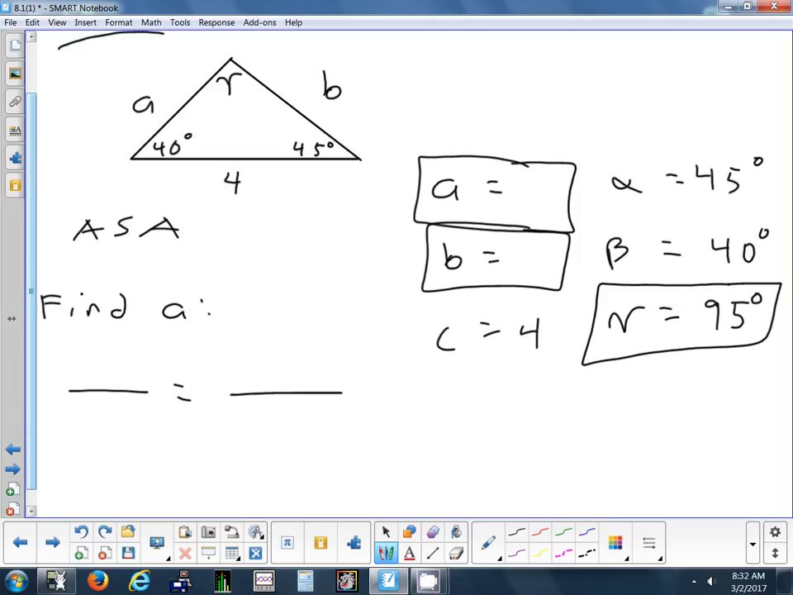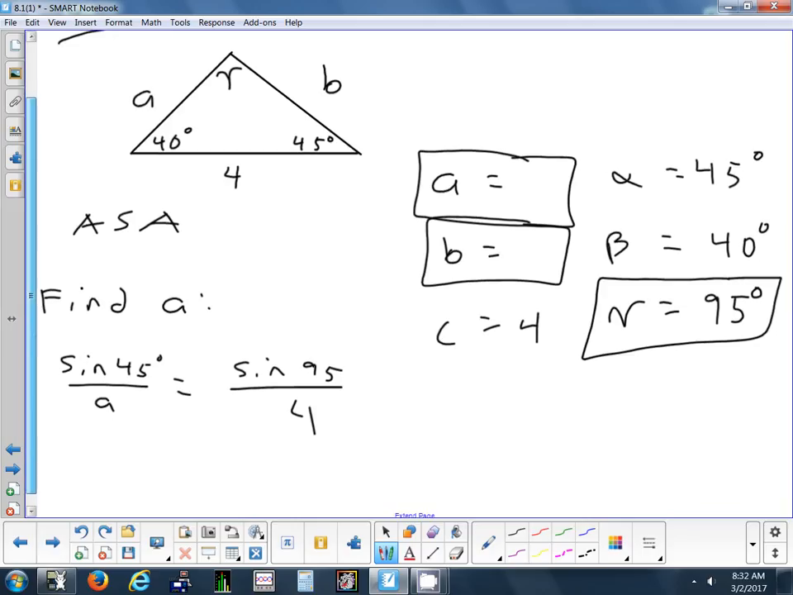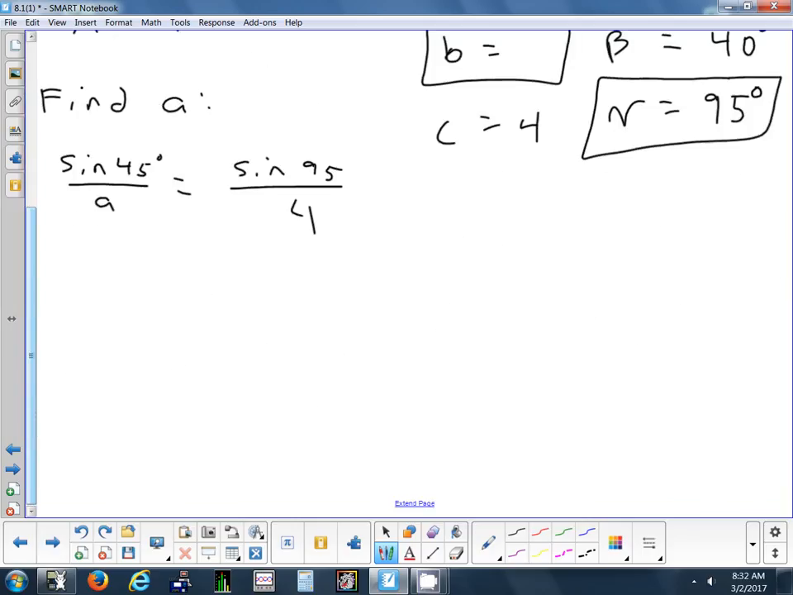Can someone give me my proportion to find A? Trevor? Sine of 45 over A. Sine 45 over A, and then sine of 95 over 4. And then when we solve it, get A by itself.